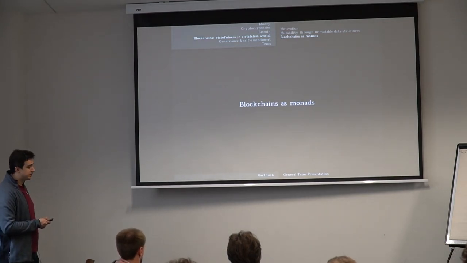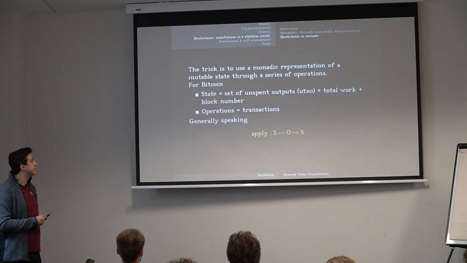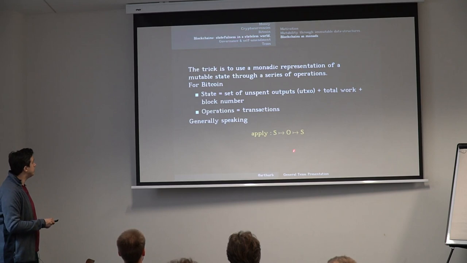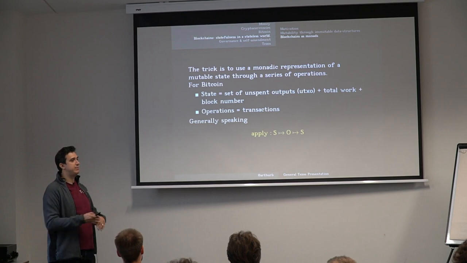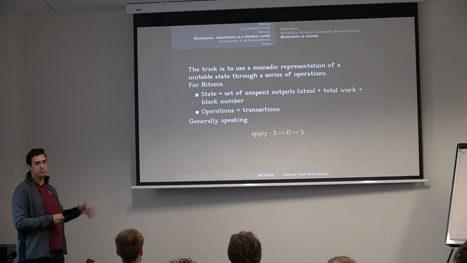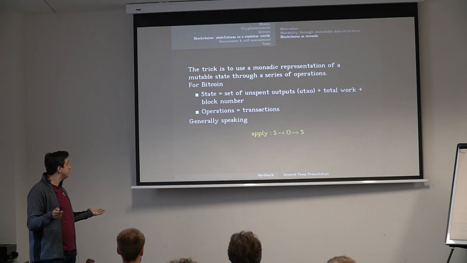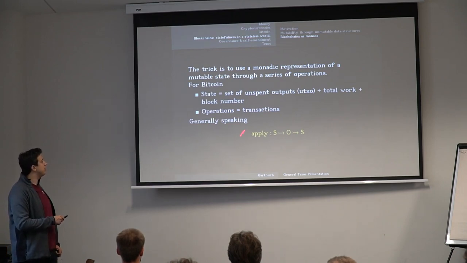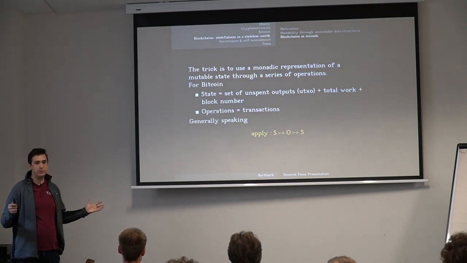So, introducing blockchains as essentially state monads. The trick is that we're going to take a mutable state, and represent it through a series of operations. For Bitcoin, your state is a set of unspent outputs. It's every balance that belongs to anyone that hasn't been spent, plus the total amount of work that's been done in a chain, which we'll see why matters, and the block number. The operations are going to be transactions. Generally speaking, in your blockchain, you're going to have a function called apply, which takes a state, takes an operation, and returns a new state.